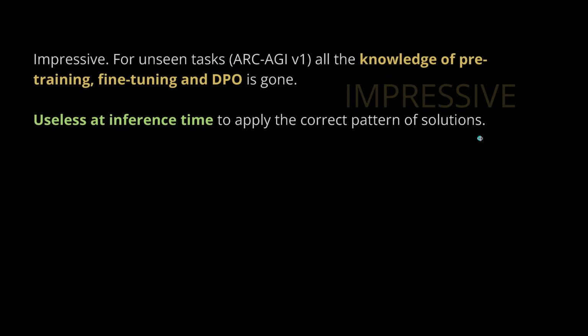And I have to tell you, I thought this is impressive. But the very next moment I thought, wait a second. So for unseen tasks, and this is the only focus we have here with this particular evaluation data set in version 1, by the way, all the trained knowledge of the pre-training, of the fine-tuning, and of the alignment, all this is gone, because all of this is useless at inference time if we have a real-world prompt, useless to apply the current pattern of the solution from all of this pre-training and fine-tuning, because it will not find the solution. Is this what you're telling me?